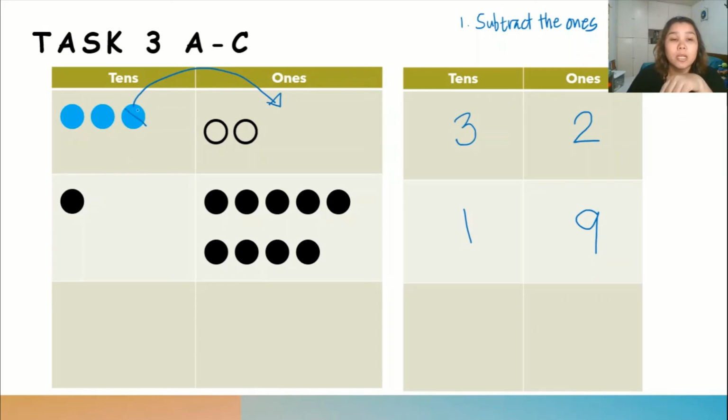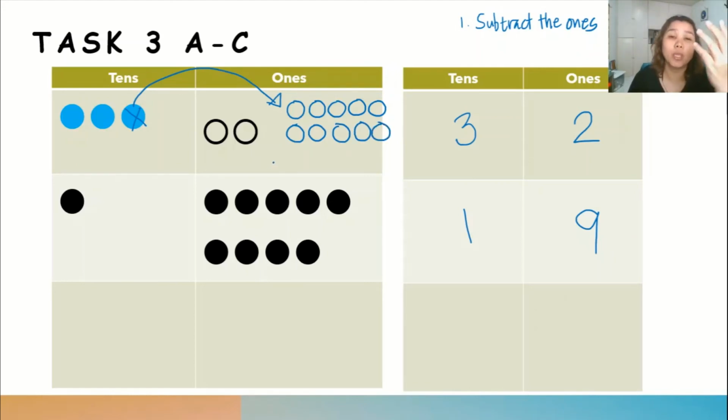Lagyan ko na lang ng X kasi ibig sabihin hindi na siya kasama dyan. So, this will be transferred here. Magiging na siyang 10 na white chips. Kasi pag nag-transfer na siya dito sa ones, hindi na siya pwedeng isang buong blue, but it should now be white chips. So, from 2, nadagdagan ng 10. So, that's why 10 plus 2 equals 12.